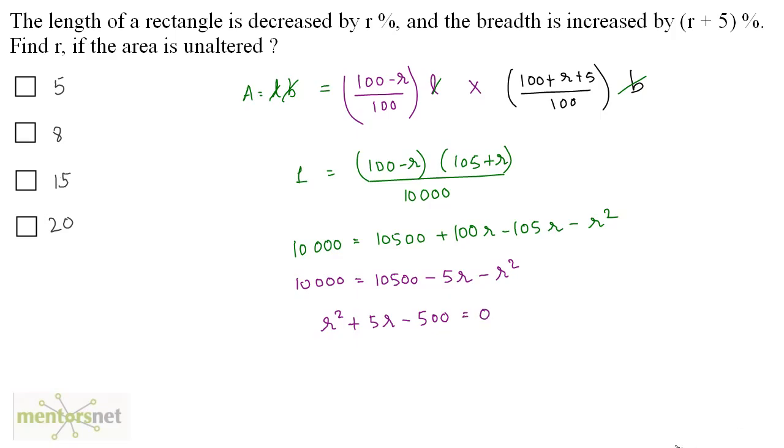Now this is a quadratic equation. If you solve this quadratic equation, you will get two values of r, and those two values of r will be r is equal to 20 and r is equal to minus 25. Now a rate cannot be negative, so you take the positive value, right? So option D is the correct answer.